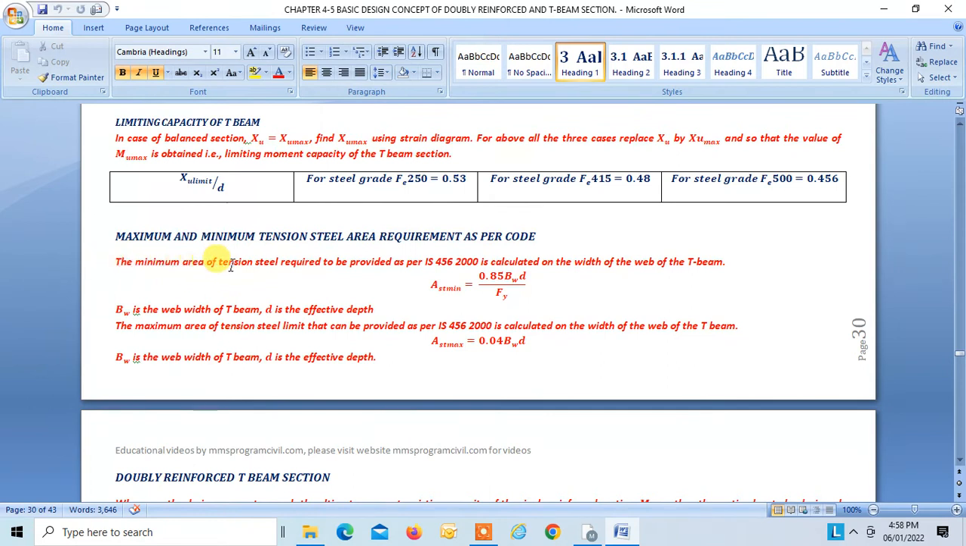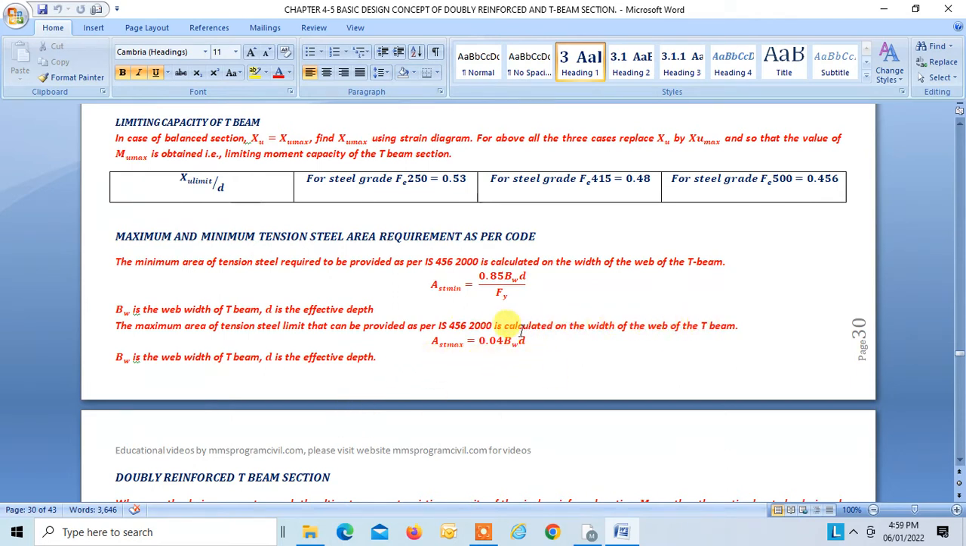The minimum area of tension steel required to be provided as per IS 456-2000 is calculated on the width of the web of the T-beam. This is the formula given in the code. The only thing is that instead of B, you have to change this to BW, where BW is the web width of the T-beam and D is the effective depth. The maximum area of tension steel that can be provided as per IS 456-2000 is also calculated on the width of the web of the T-beam.